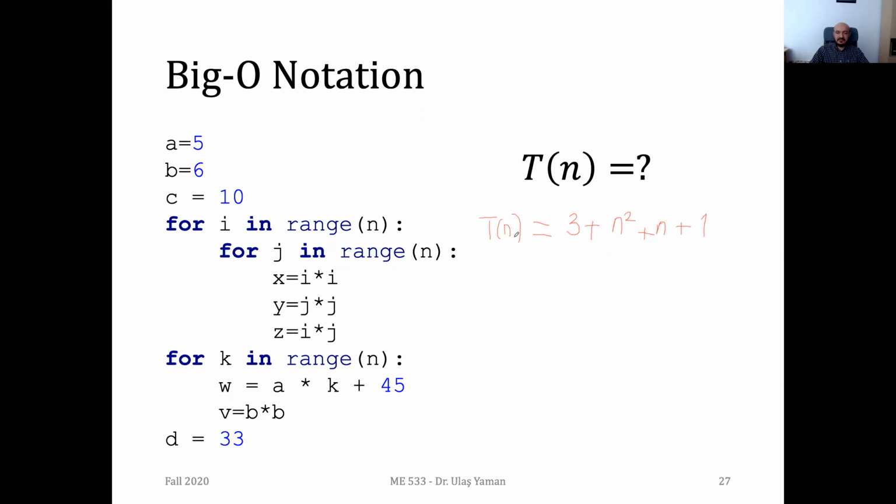And then what is O of n? The highest order is here. This term has the highest order, so I can say that it has an O(n squared) time complexity, or we can say that this is quadratic in time.